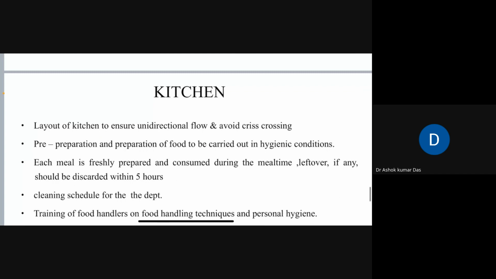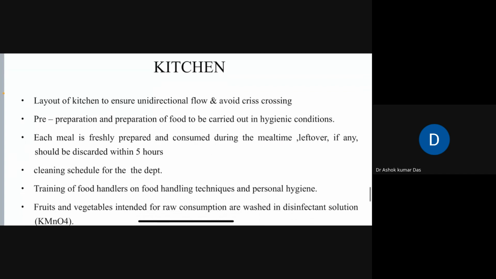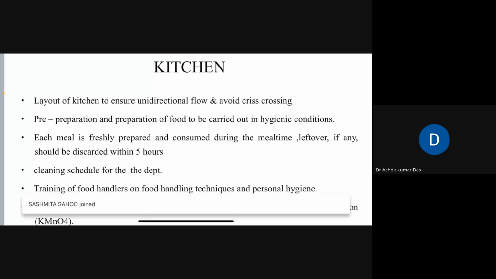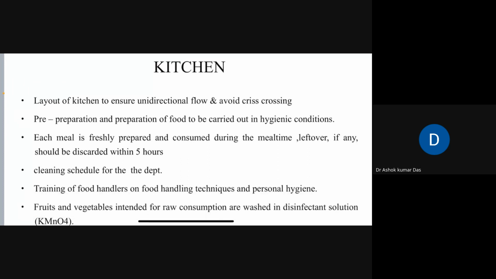Then the kitchen is also very important. The kitchen serves food to the patients also. So we should have training of the food handlers on food handling technique, and their personal hygiene is very important. We should also take care of the immunization of our kitchen staff, and a medical examination of the persons who are handling food preparation should be done.